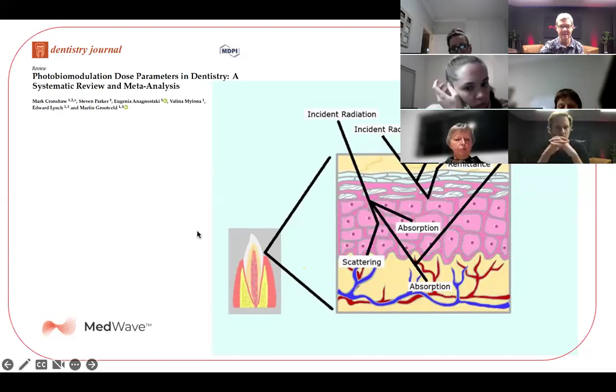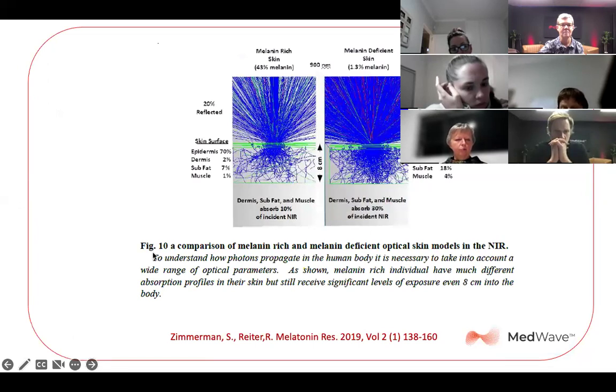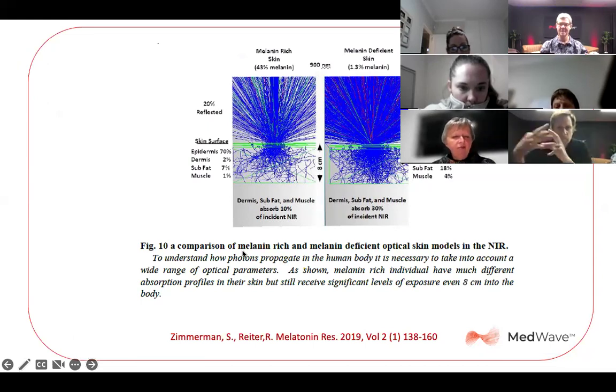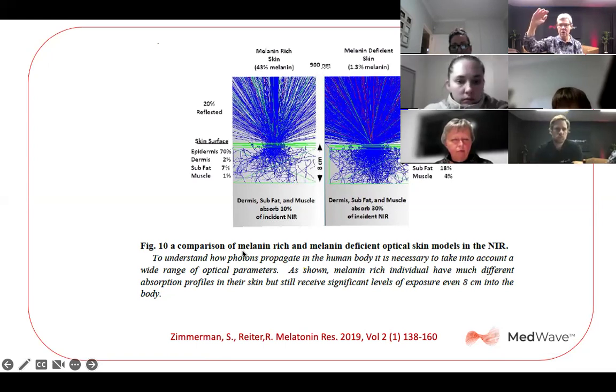And here's a picture in dark skin and in light skin. And what we see is that in the dark skin, there's a huge amount of reflection, and the melanin, the pigment in the surface of that person's skin, absorbs all the light. And so much less light goes down into the deeper tissues. And that's why you need a slightly higher panel, but longer time, because you need time for it to get through that highly pigmented layer. So just something to think about on that side.